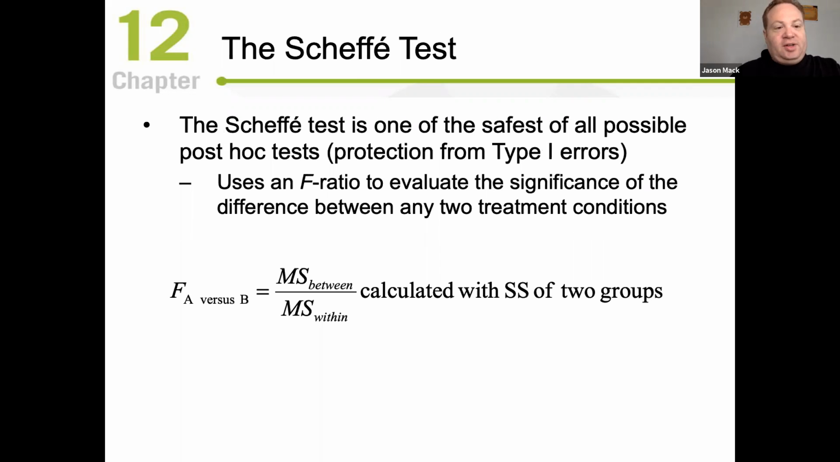The Scheffé test. The Scheffé test is one of the safest of all possible post hoc tests for protection from Type 1 errors. This uses an F ratio to evaluate the significance of the difference between any two treatment conditions, A versus B: the mean square between divided by the mean square within, calculated with the sum of squares of the two groups.